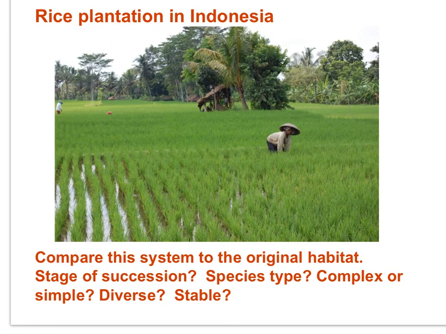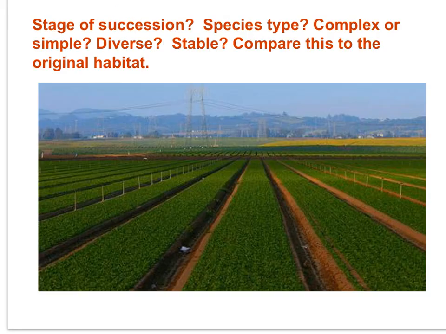Humans maintain the system in an early stage of succession. A single species is grown. It's a monoculture. It's a simplified system because of human activities. Stability is reduced.